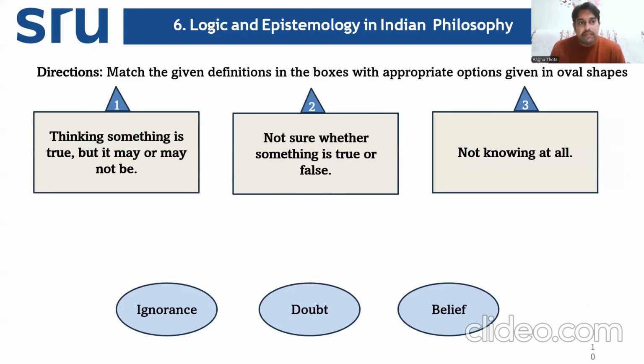I've given a small activity here. I'm just giving 1 minute. You can do this activity, please. What are the directions I have given? Match the given definitions. I have given some definitions in square boxes, and you need to identify the appropriate options given in the oval shapes. So I'm just giving 1 minute. Try to apply your logical thinking to finish this activity. Just 1 minute.